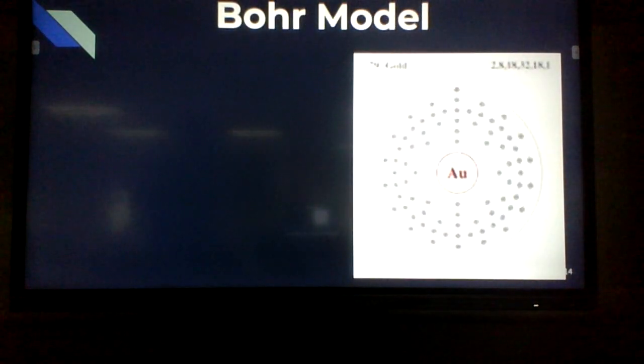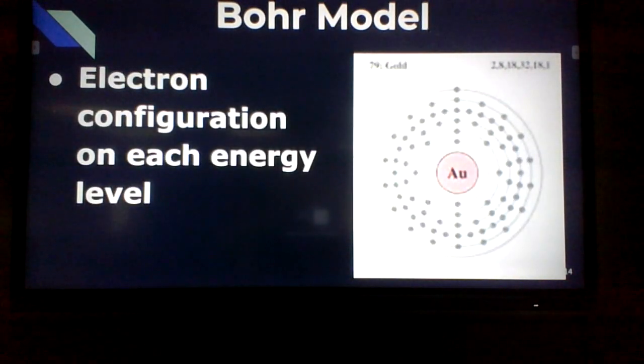Bohr models, which we're going to practice doing, show us the center of the atom, the nucleus, the energy levels, and the electrons. Now this picture is a little bit fuzzy, but you might be able to see the symbol AU in the middle. That's the chemical symbol for gold, element number 79. The numbers at the top right read 2, 8, 18, 32, 18, 1. Those are the electron level configurations. The electron configuration on each energy level.